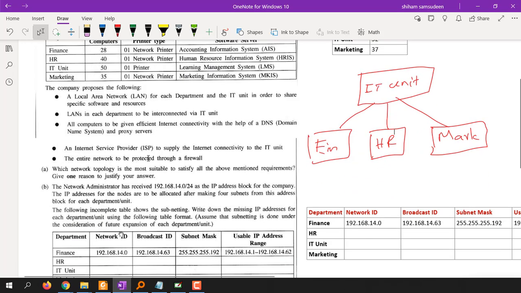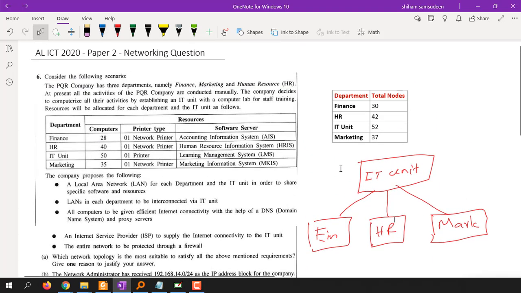The entire network to be protected through a firewall. So there will be a firewall also involved. So here we see there are a few things here. One is a DNS, and there's a proxy server involved and a firewall involved.